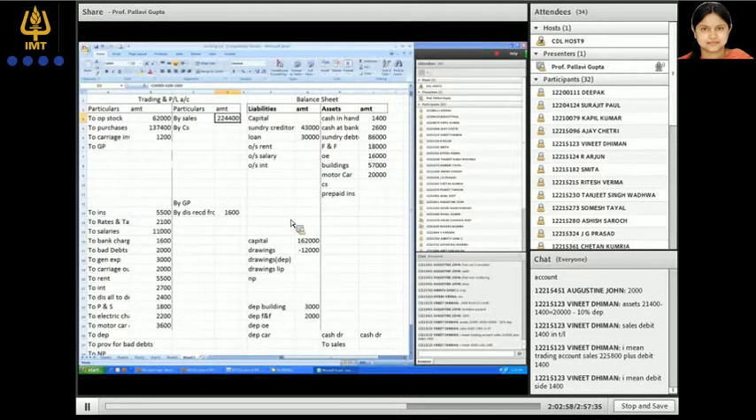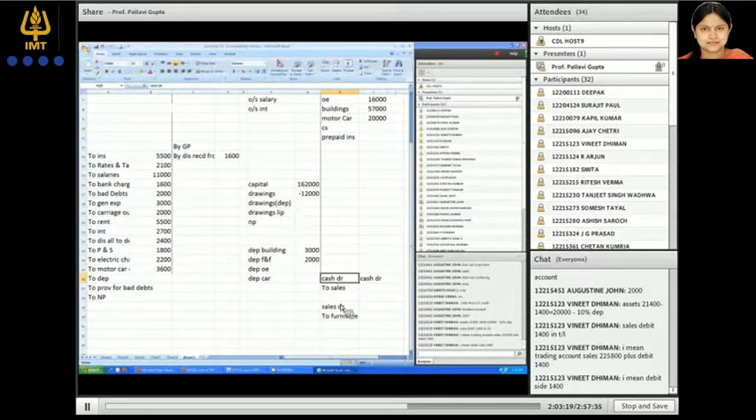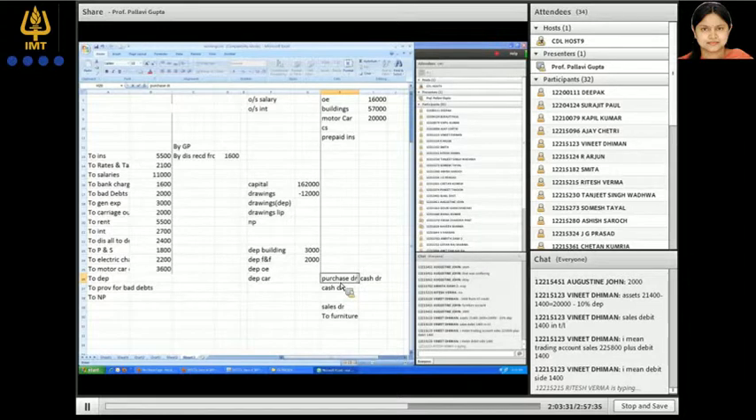Next entry, office equipment has to be depreciated by 15%. Purchase of a typewriter during the year for rupees 4,000 has been debited to the purchases account. During the year we have purchased the office equipment, and when we have purchased the office equipment we have passed the entry purchase debit to cash.